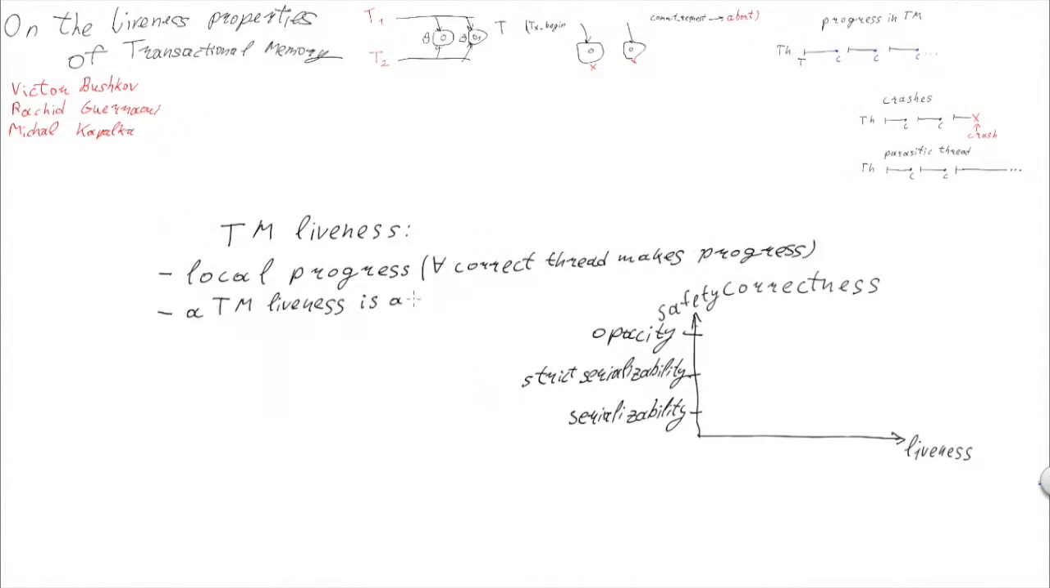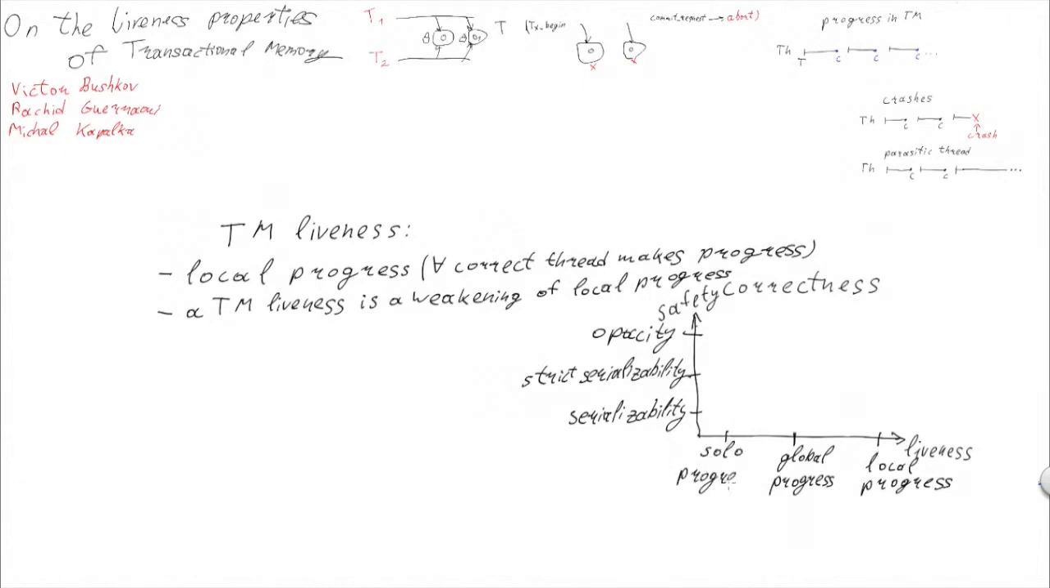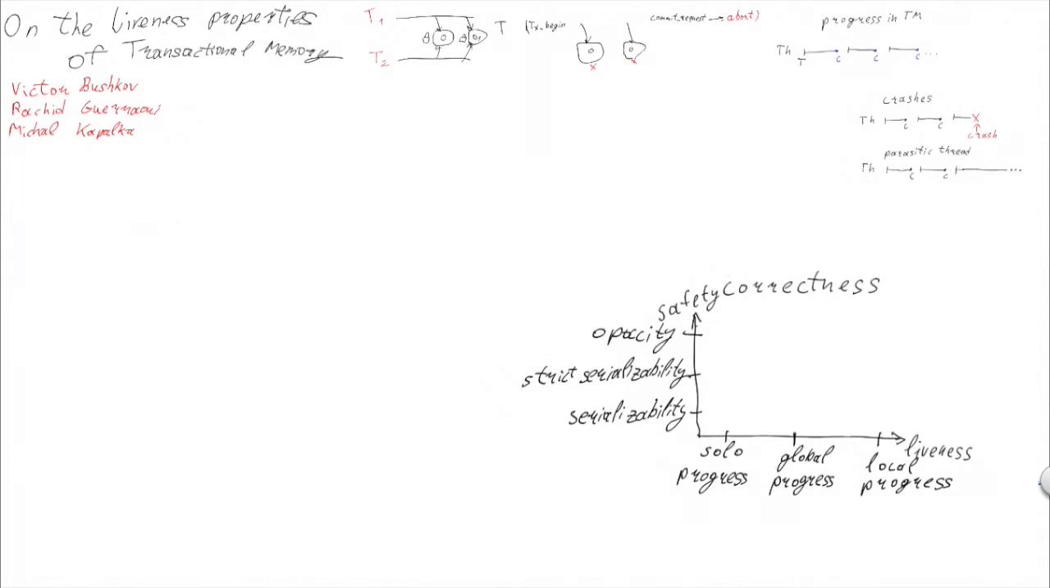Using this definition, we can define different weakenings of local progress. For example, global progress, which is analogous to lock freedom, requires that at least one correct thread makes progress. This property is weaker than local progress. Solo progress, which is analogous to abstraction freedom, requires that a thread makes progress if it is the only thread that takes steps. There are implementations that ensure opacity and global progress. However, if we require a stronger liveness property, then it might be impossible to guarantee some safety properties, like opacity or strict serializability. So the question is, what liveness properties are impossible to implement together with common safety properties?